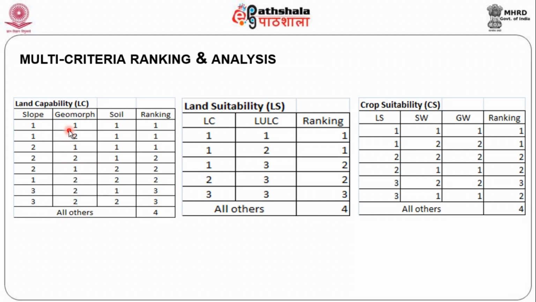You can see how this land capability works: slope, geomorphology, soil, ranking, and you calculate. Land suitability: land cover, land capability with land use, land cover, and the ranking. Crop suitability: your LS, that is land suitability, plus surface water plus groundwater and ranking. So there are 3 different phases. Whereas in vector we just took some 8 or 9 layers into rank, this is multiple criteria, where the output of 3 or 4 layers becomes the input of the next set of layers.